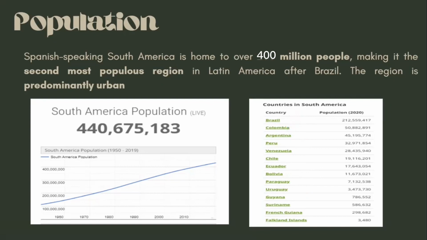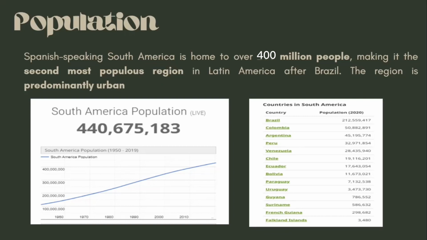Now, Spanish-speaking South America is actually the second most populous region in Latin America after Brazil. The region is also predominantly urban, with the majority of the population living in cities. This trend towards urbanization in South America is largely due to factors such as economic development, industrialization, and the availability of employment opportunities in urban areas.